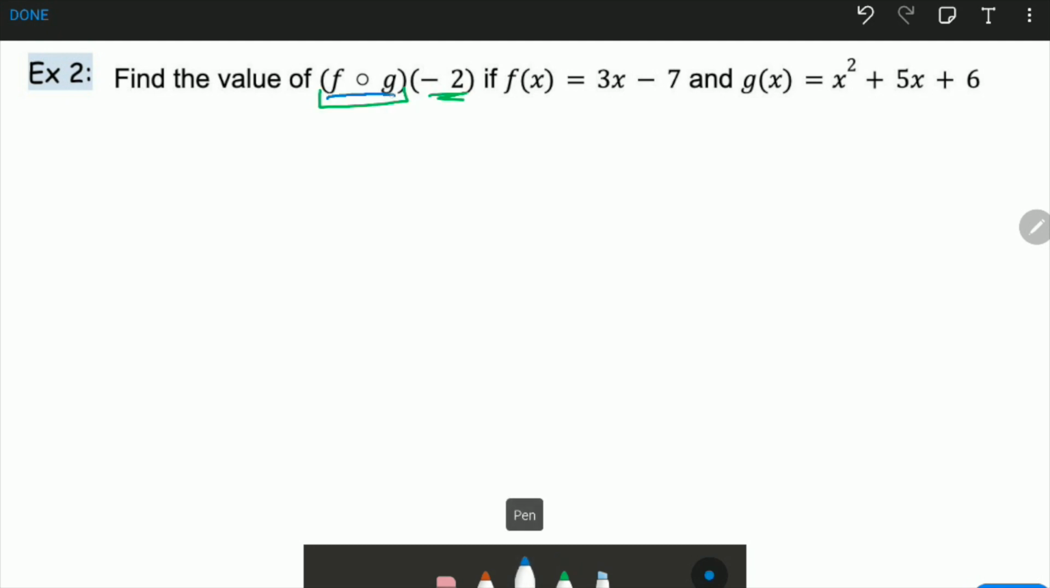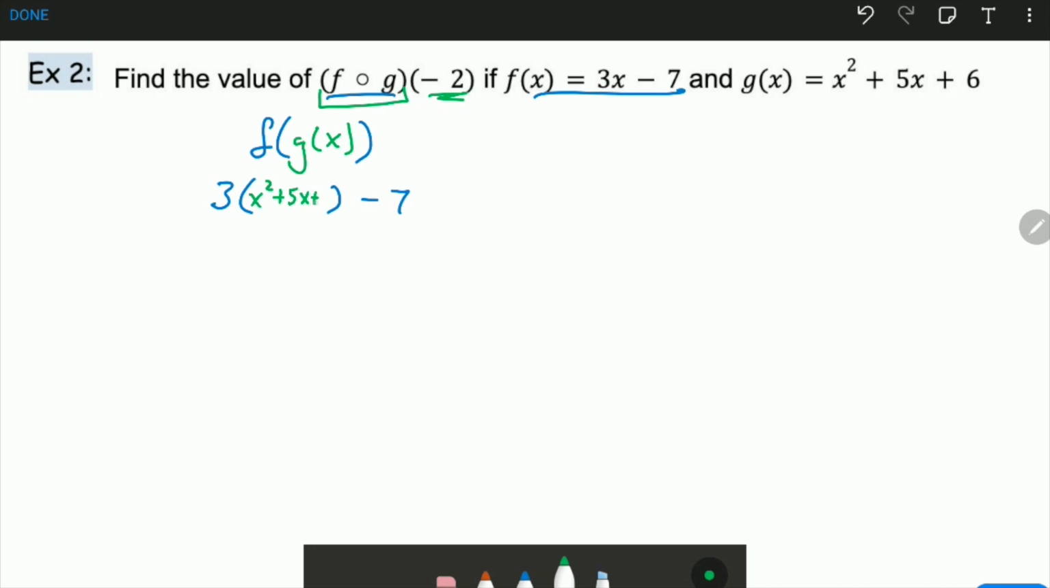So f of g, f open dot g, means f of g of x. So I'm going to go through my outside function. Anywhere I see an x, I'm going to replace it with parentheses. So 3 parentheses minus 7 instead of 3x minus 7. And then the g of x goes inside that set of parentheses, and my g of x is x squared plus 5x plus 6. So this is the setup for f of g of x.